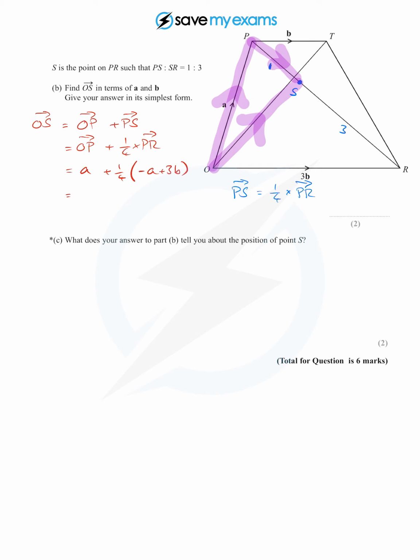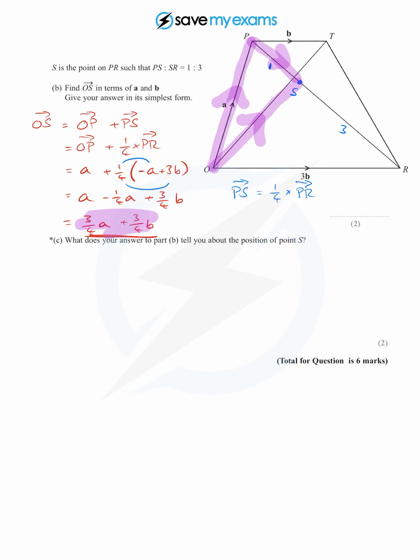And let's multiply that out because it asks for it in its simplest form. So we'll do that now. So that's A minus a quarter A, and then a quarter times 3B. I'm just multiplying out the brackets as I normally would. There's a quarter times minus A, and there's a quarter times 3B. And a quarter times 3B is 3/4 B. And so A minus a quarter A, I'll take a quarter off 1, you get 3/4 A plus 3/4 B. So there you go. And what does our answer to part B, that's what we've just found there, tell us about the position of point S?